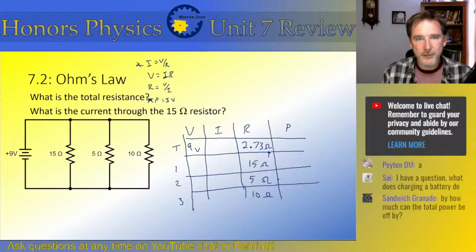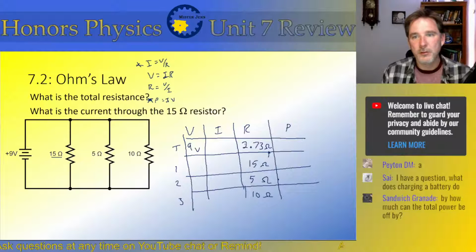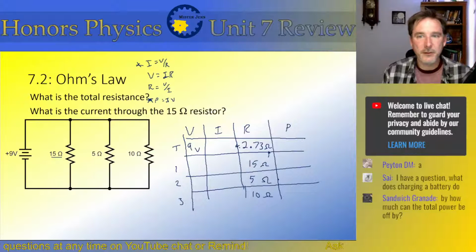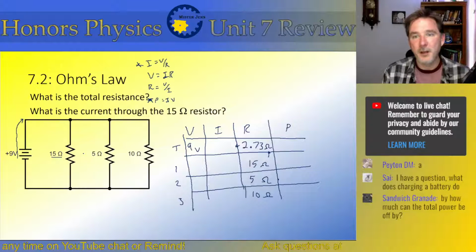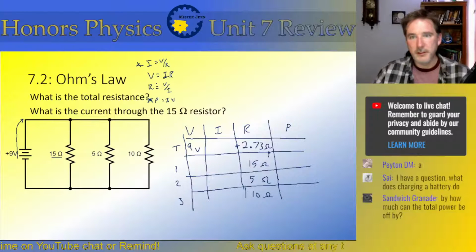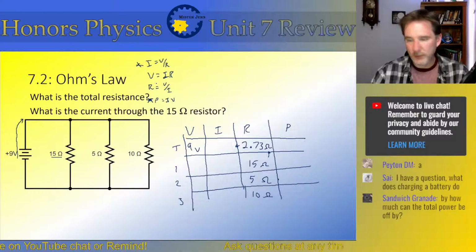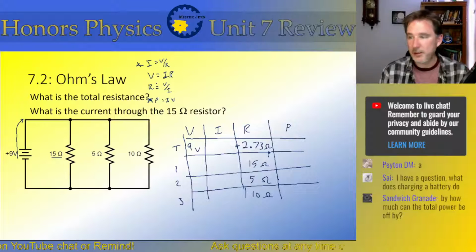What is the current through the 15 ohm resistor? All right, well, now that I've got this, I can figure out the total resistance that the battery is pushing against, right? So I'm about to find out what is the current coming out of the battery. So current is V divided by R. My phone keeps wanting to go to sleep, and then I won't see anybody's reminders.